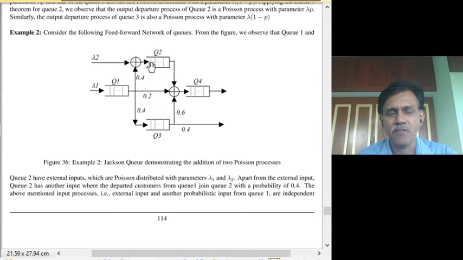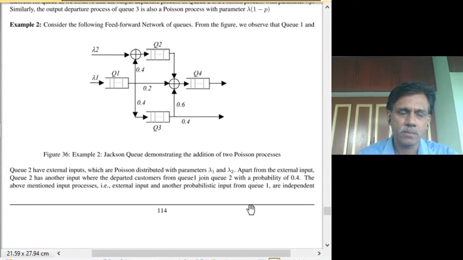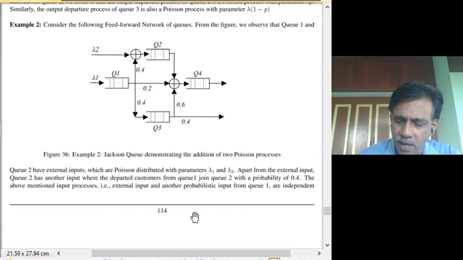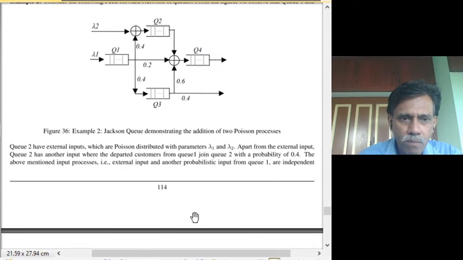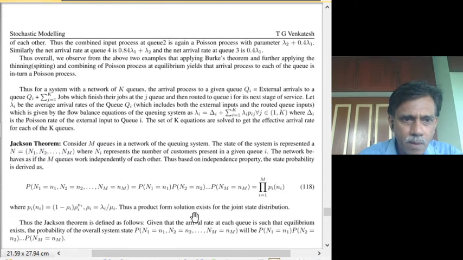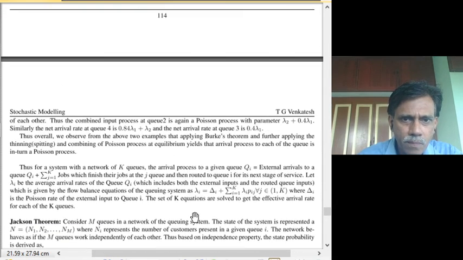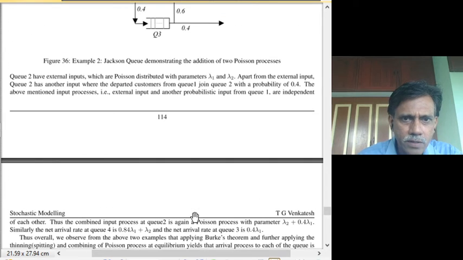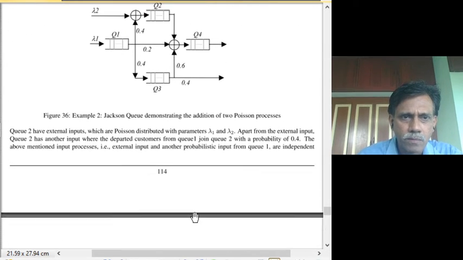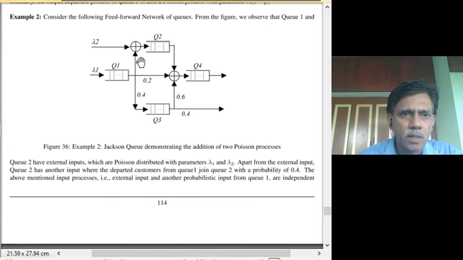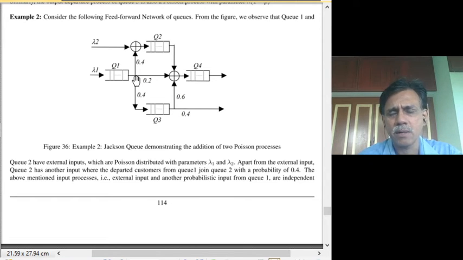For finding the effective arrival rate, we use the condition that we have just seen. For example, in this case, you can just look at this one. So you can first find lambda 1, which will be the Poisson rate of the departure process of Q1, from Burke's theorem.